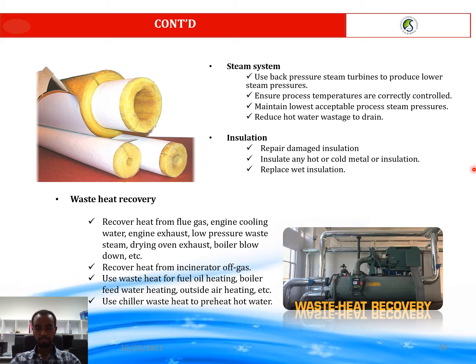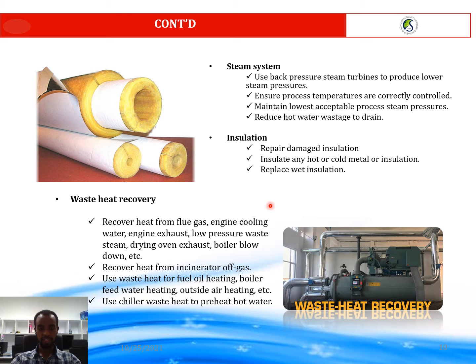For a steam system, we need to use back pressure steam turbines to produce low steam pressure. Ensure process temperatures are correctly controlled. We have to maintain the lowest acceptable process steam pressures and reduce hot water wastage to drain. For insulation, we need to repair damaged insulation parts, insulate any hot or cold metal surfaces, and we need to replace wet insulation.